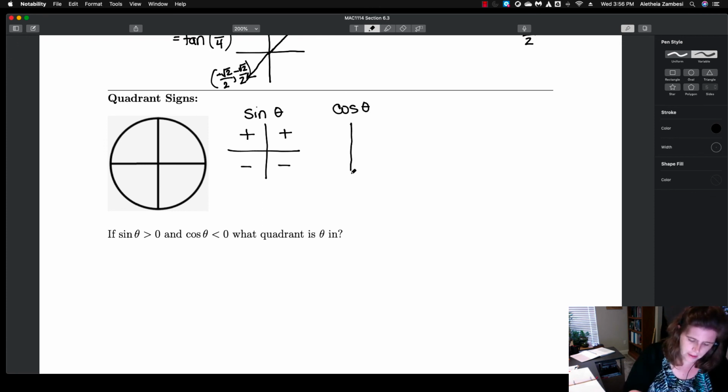Cosine of theta is our x value. So wherever x is positive, so is cosine. So we are positive here and here, negative here and here.